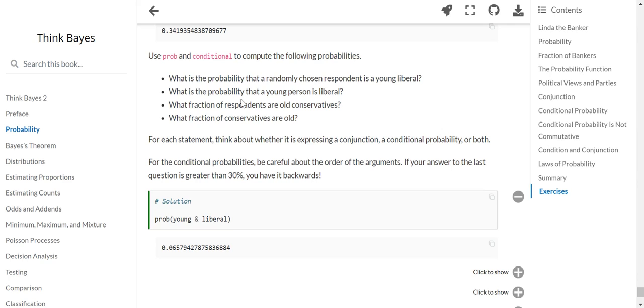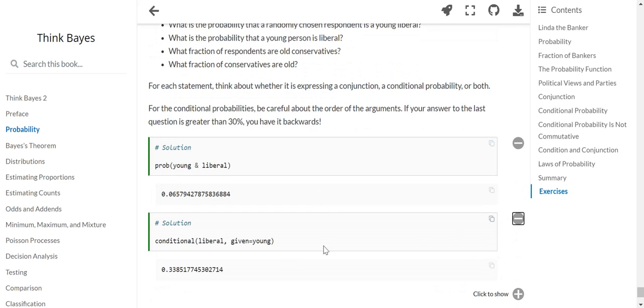What is the probability that a young person is liberal? So this would be a conditional, I think. This would be the probability of a person being young given he is liberal, or is it the other way around? What is the probability... Okay, so this would be the probability of the person being liberal given that he is young, because our sample space is the space of all young people. Yep, so this is the probability of a person being liberal given that he is young.